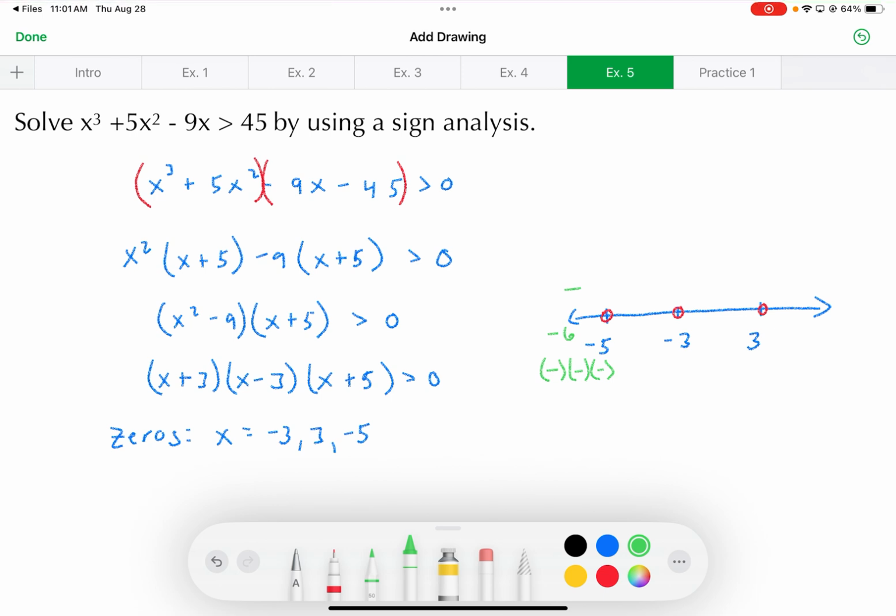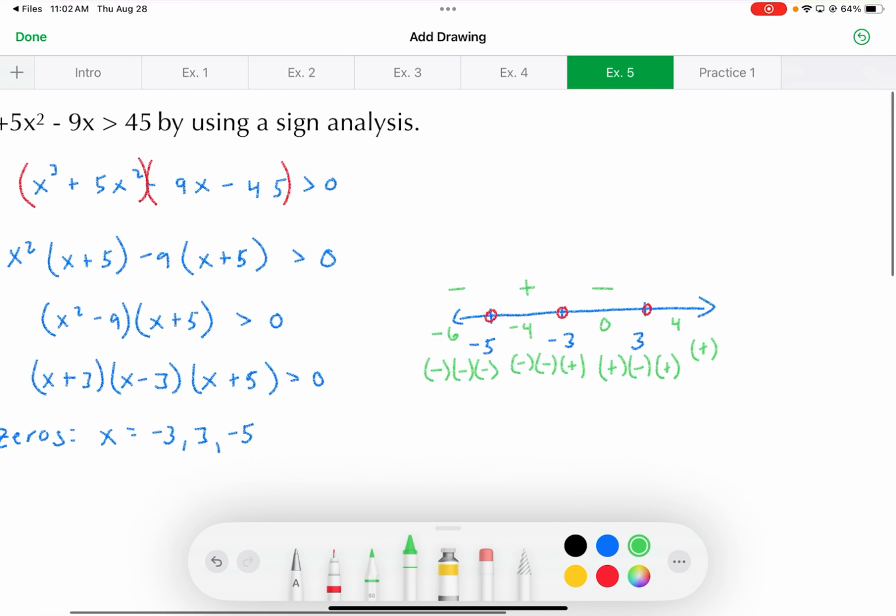Okay. Then I pick, how about negative 4 here? That's going to give me a negative, and a positive. So multiply those together, you get a positive. Let's do 0 next. Positive, negative, positive, multiplies to a negative. And then 4, that'll give me 3 positives.